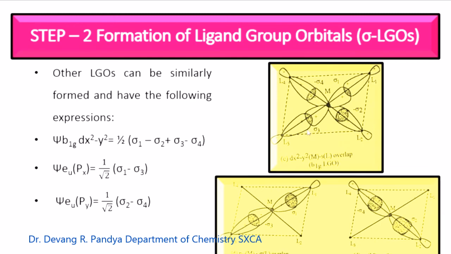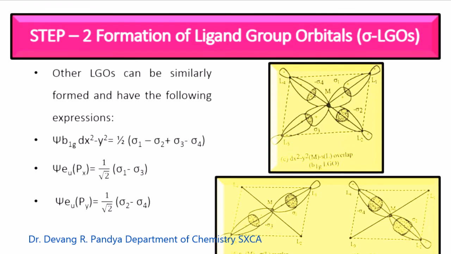Please remember for B1G LGO, we have two interactions: one is with the x square minus y square and the other one is with the z square. Now here we have doubly degenerate, this is singly degenerate, that you need to keep in mind. A and B terms in the symmetry labels represent singly degenerate, that is non-degenerate, E represents doubly degenerate and T represents triply degenerate.